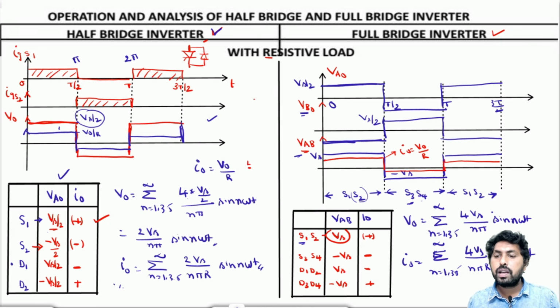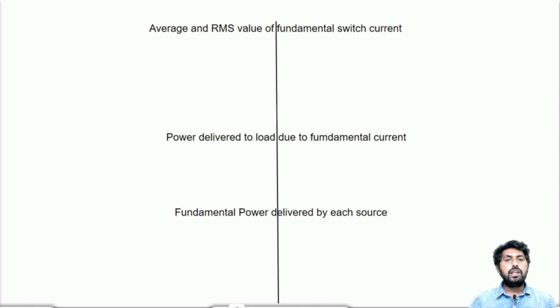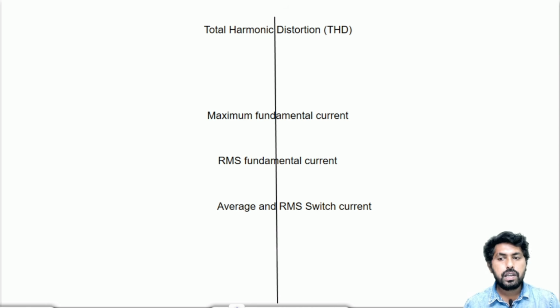Let me find the different parameters from this. For example, let me find the total harmonic distortion here. The first parameter is the total harmonic distortion.